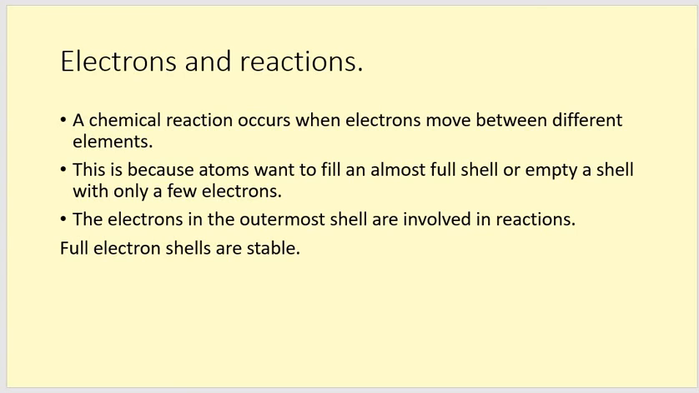Okay, chemical reactions, we've already said, occur when electrons move between different elements or different atoms. This is because the atoms want to fill an almost full shell. So if you've got 7 electrons in your outer shell, you want to have 8. You want it to be full up, it's neat, it's tidy, it doesn't look odd. Or if you've only got 1 or maybe 2 electrons in it, you want to get rid of it, empty it, so that actually the shell below it is completely full.